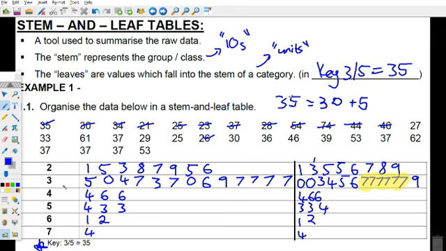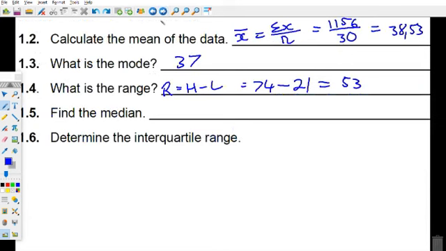So we can see, 1, 2, 3, 4, 5, 6, 7, 8, 9, 10, 11, 12, 13, 14, 15. So if my 15th number is 37 and my 16th number is 37, what's my median going to be? 37. Yes. Okay. Next one, determine the interquartile range. Now remember, interquartile means in between the quartiles. So it's in between Q3 and Q1. Interquartile range is my Q3 minus my Q1.